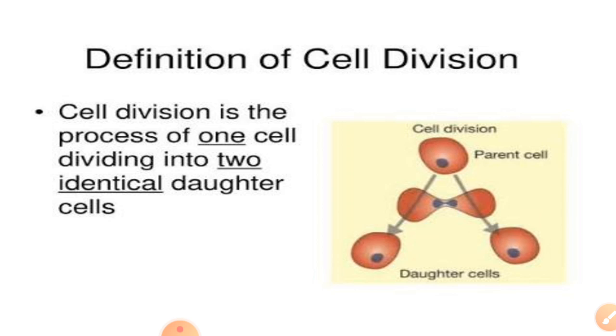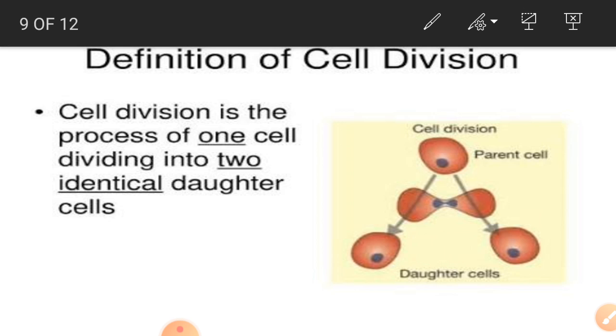In the definition we can write: cell division is the process of one cell dividing into two identical daughter cells. It is not called a son cell, it is a daughter cell. Always it is called a daughter cell, not a son cell.